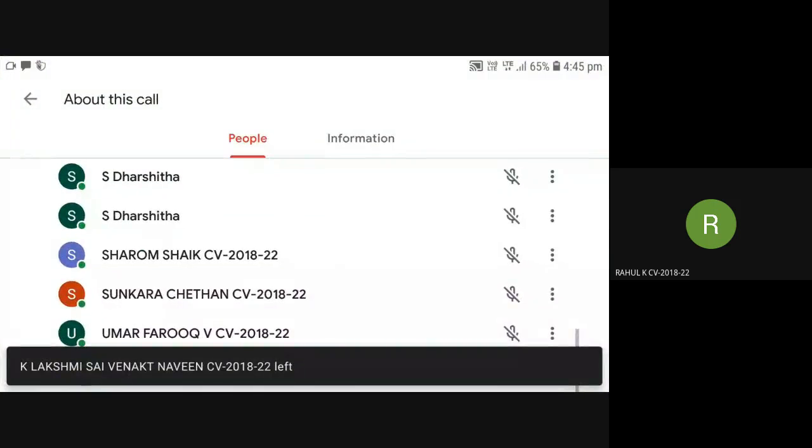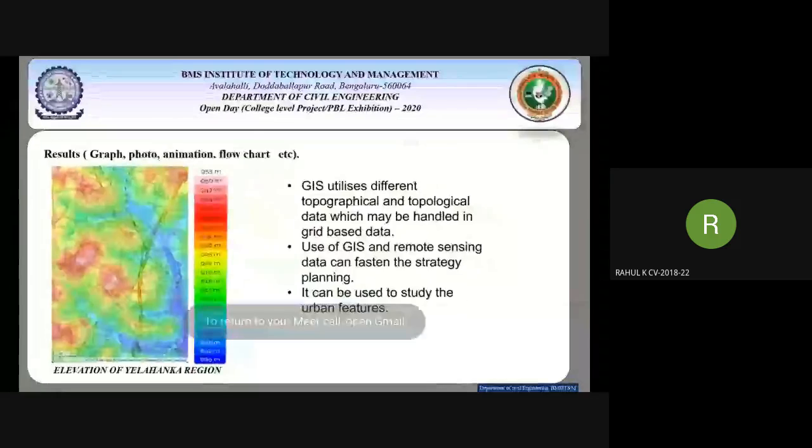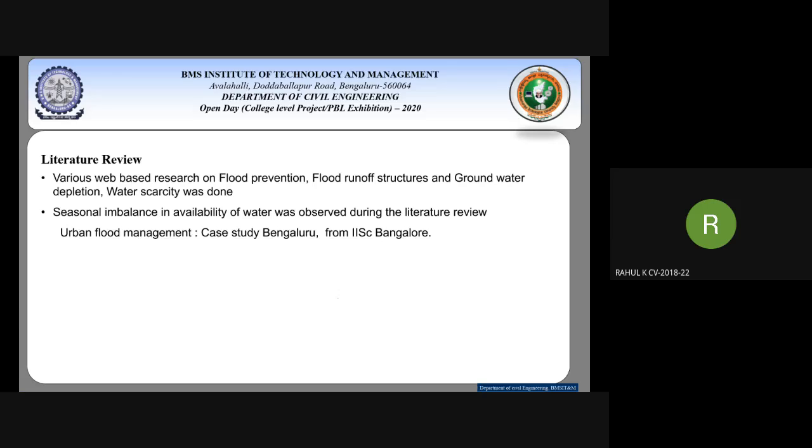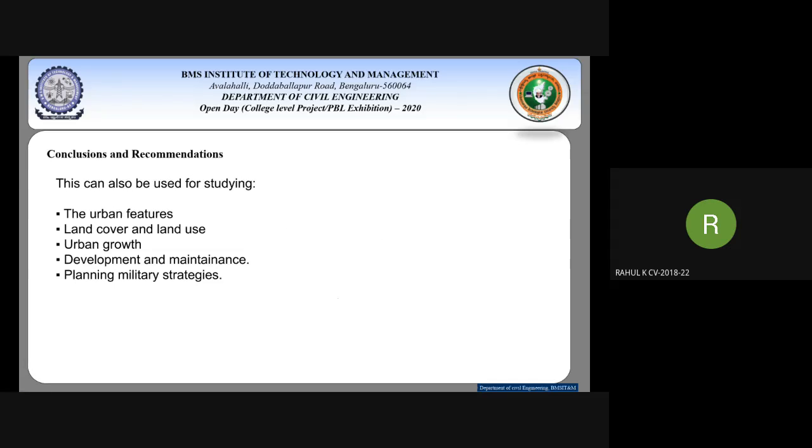The literature review for this project was done on various web-based research programs on flood prevention, flood runoff structures, groundwater depletion, and many other seasonal imbalances in the availability of water, and other research papers were referred to. For the specific Bangalore case, we referred to the urban flood management case study of Bangalore published by IISc Bangalore. The conclusion and recommendations: using GIS and remote sensing, we can understand urban features, land cover, urban growth, development and maintenance. We can also use this for military and strategic purposes. So, thank you.